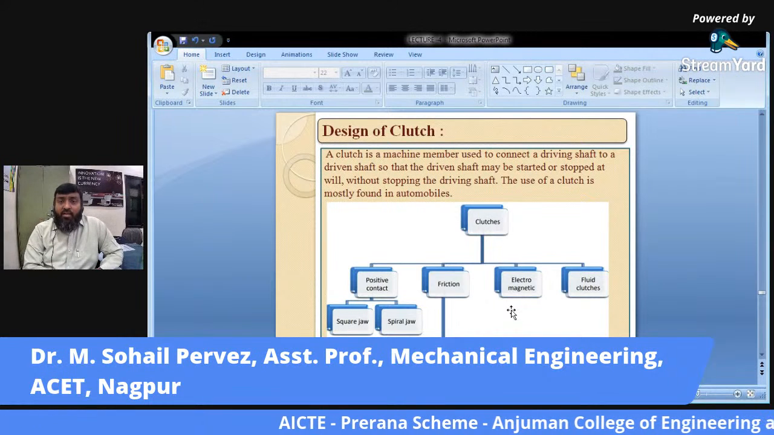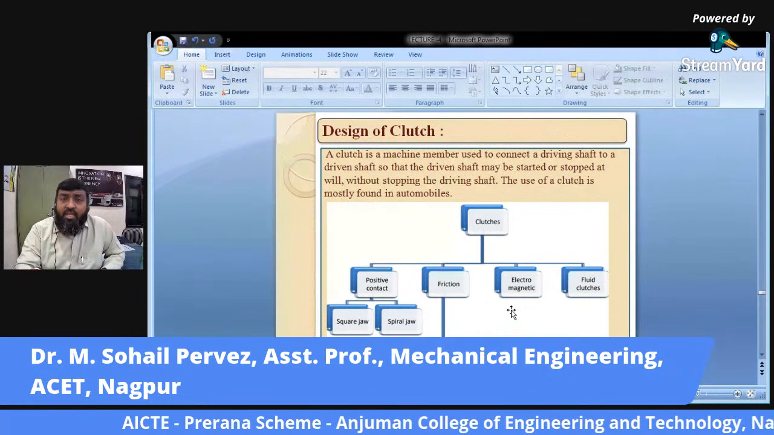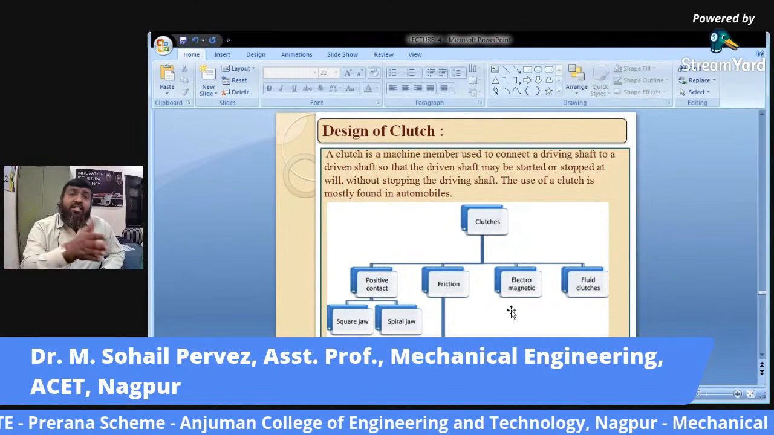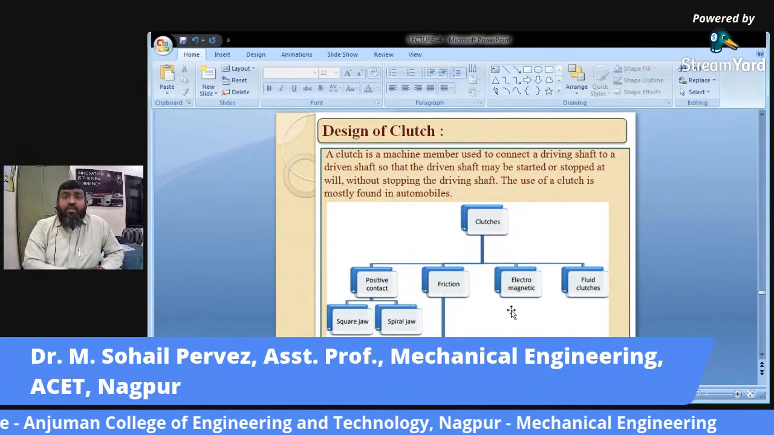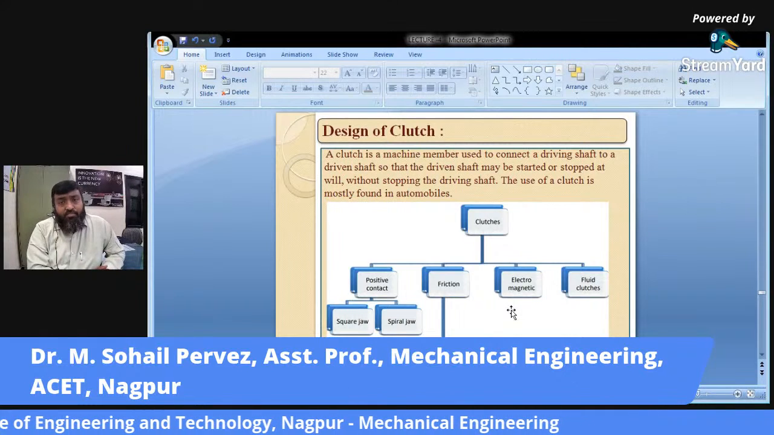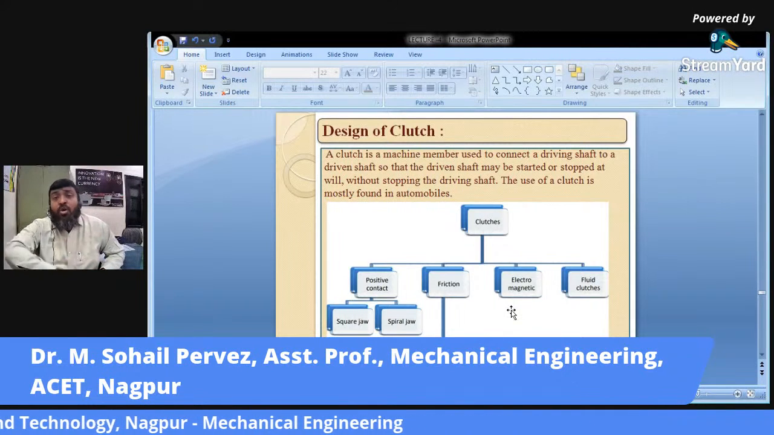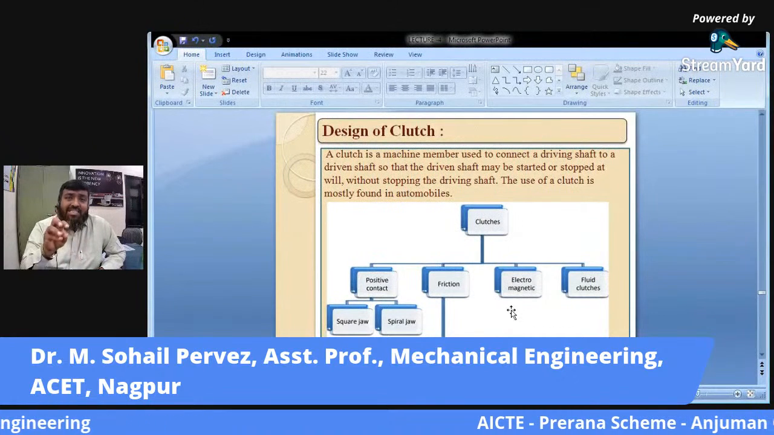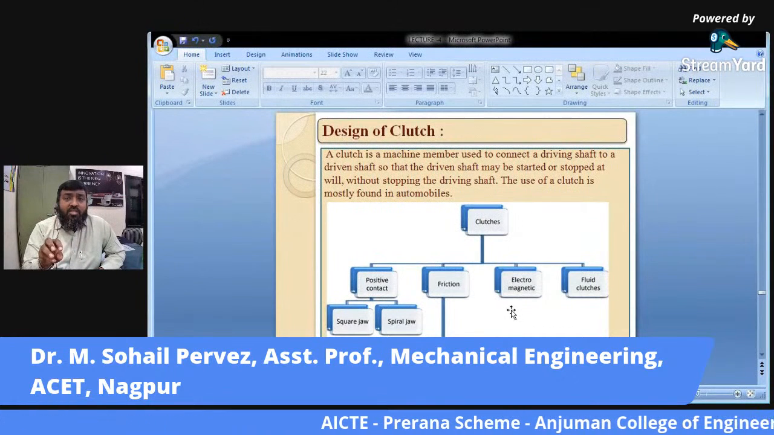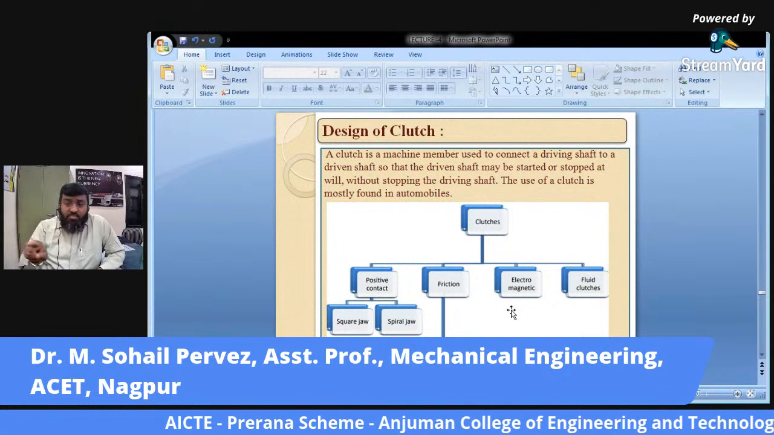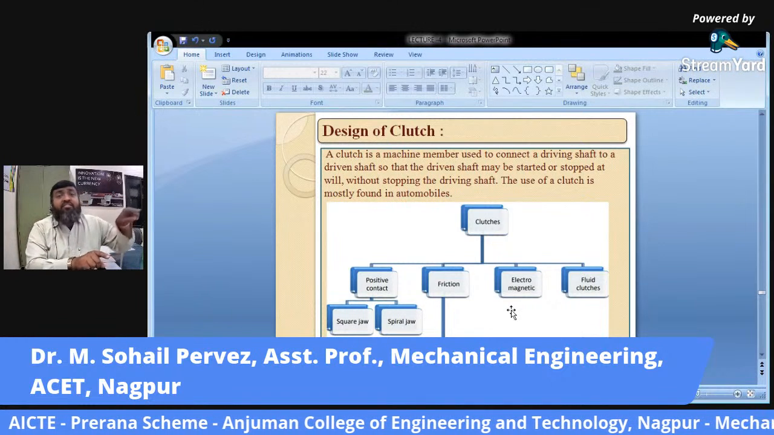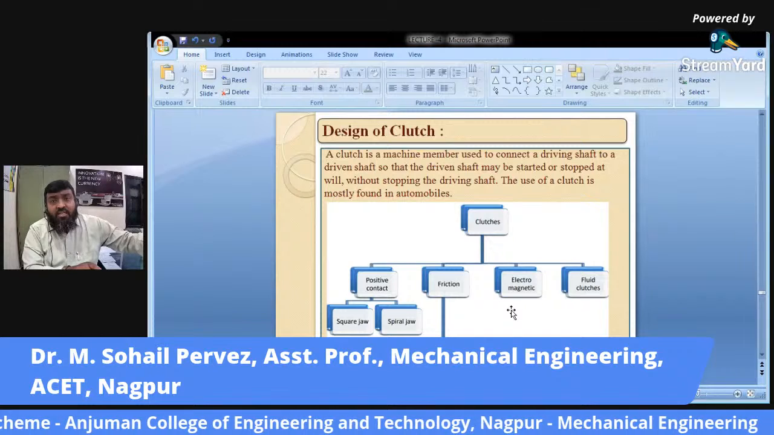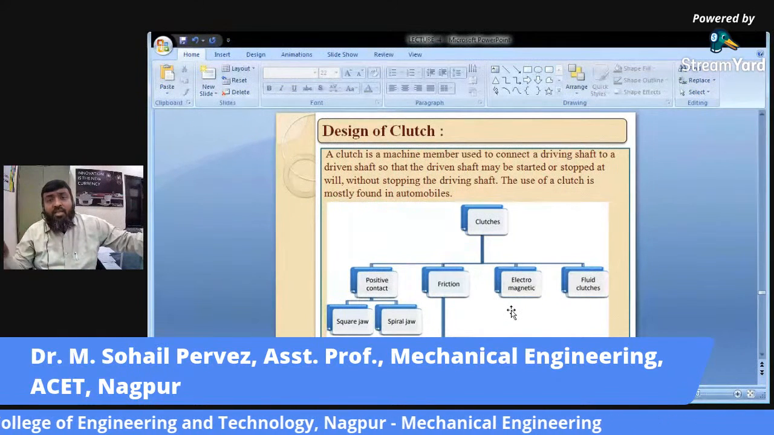Now, why do we require a clutch assembly between the engine and the gear assembly? Because we want to shift the gears without stopping the prime moving element. That's why the clutch is installed there, so that continuous power can be supplied at a variable speed without stopping the engine.